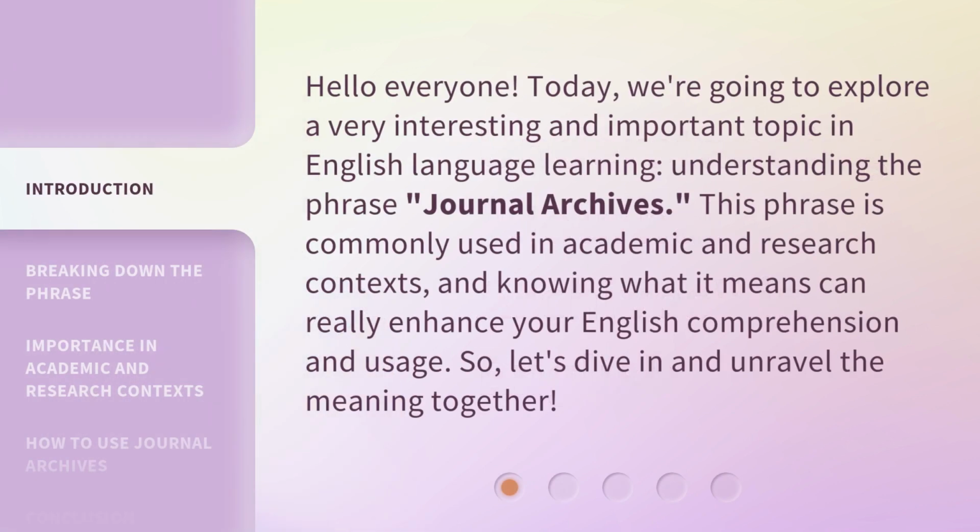Hello everyone. Today, we're going to explore a very interesting and important topic in English language learning. Understanding the phrase, journal archives. This phrase is commonly used in academic and research contexts, and knowing what it means can really enhance your English comprehension and usage. So, let's dive in and unravel the meaning together.